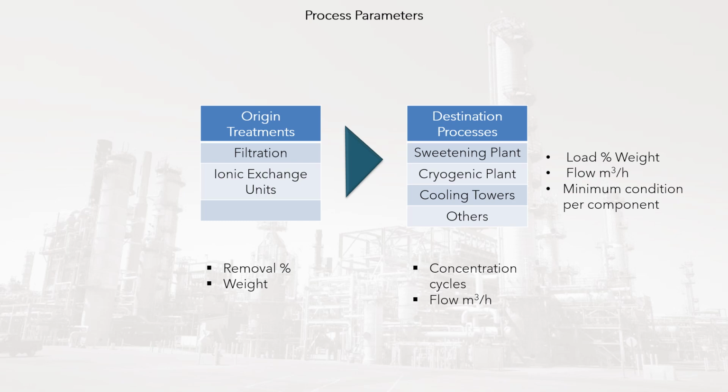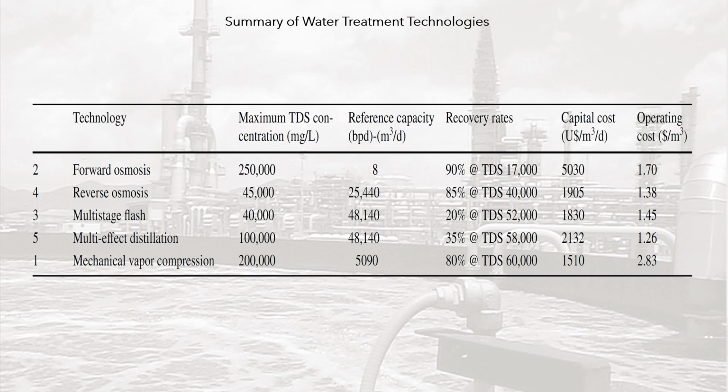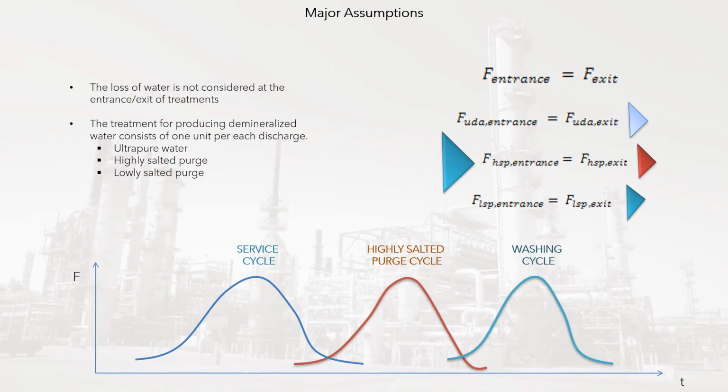The parameters of filtration and ionic exchange units are removal in percent, and weight. The parameters of distillation processes are concentration cycles and flow. The table shows a summary of water treatment technologies, characterized by some of their parameters. The loss of water is not considered at the entrance/exit of treatments.